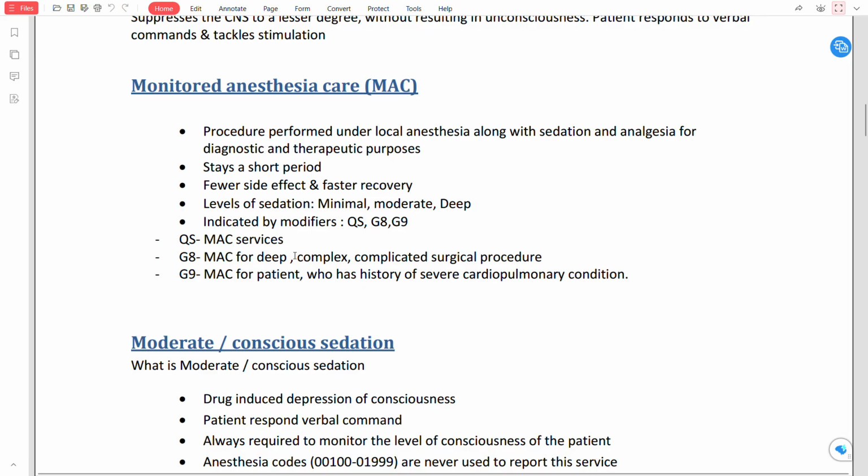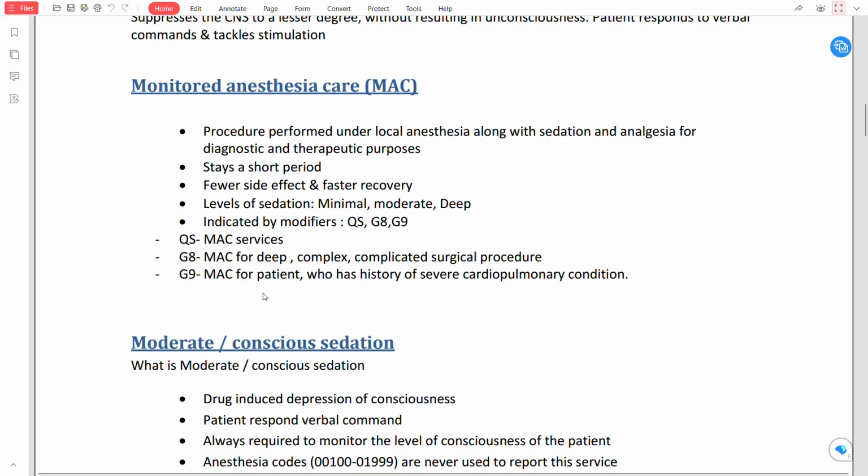So in your documentation, the doctor documents what services or condition and what level of sedation, and you have to code appropriately along with the modifiers. If the physician documented MAC services, you have to code QS. If it is for a deep, complex, or complicated surgical procedure related to MAC, you have to code G8. If it is related to a history of severe cardiopulmonary condition, you have to code G9. Clear? These are the three important modifiers. Just highlight them.